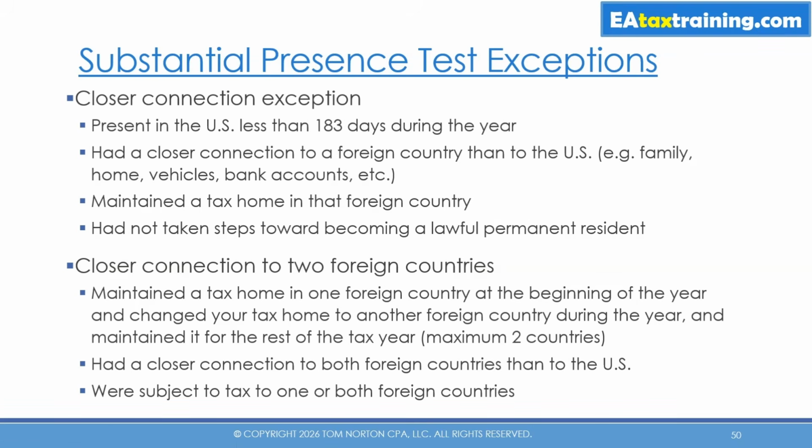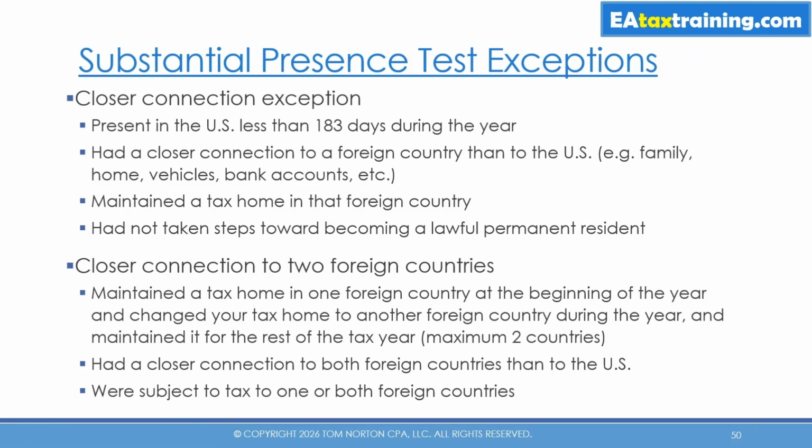There is another exception to that substantial presence test. This is called the closer connection exception. If the taxpayer has a closer connection to a foreign country than they do to the United States, that's when this kicks in. So first of all, they had to be present in the United States for less than 183 days. So if they were here for 183 days or more, then that's going to count, and that could then make them a resident alien if they meet all of the other tests. So for this closer connection exception to apply, they had to have been here less than 183 days in the current year. So we're talking about 2025.